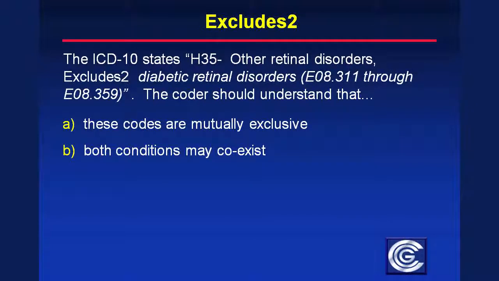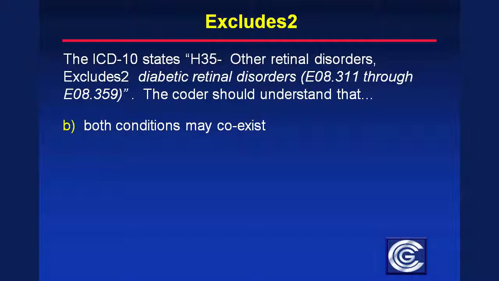The ICD-10 states H35, other retinal disorders, excludes 2, diabetic retinal disorders, E08.311 through E08.359. The coder should understand that A. These codes are mutually exclusive. B. Both conditions may coexist. The correct answer is B. Both conditions may coexist. I hope you enjoyed this brief program and that you learned the fundamentals of ICD-10 coding.